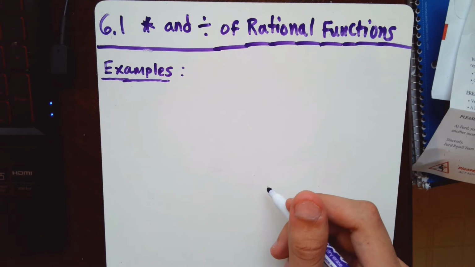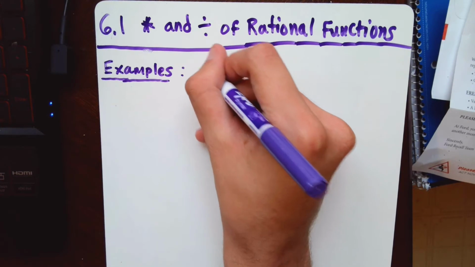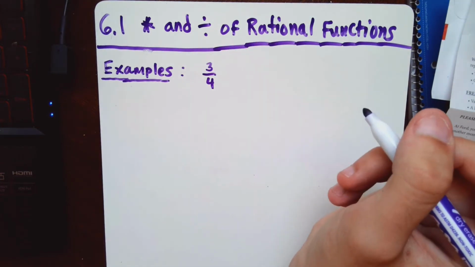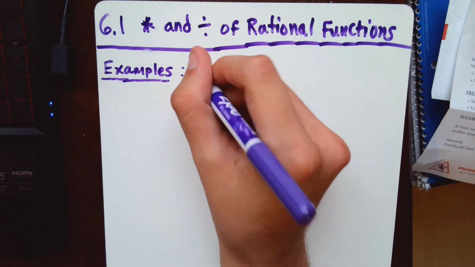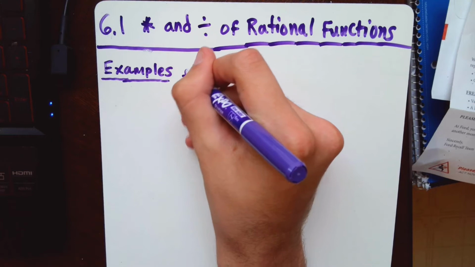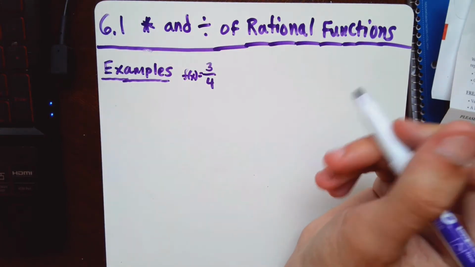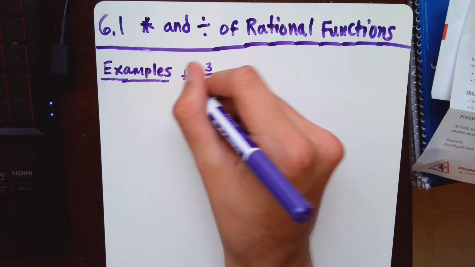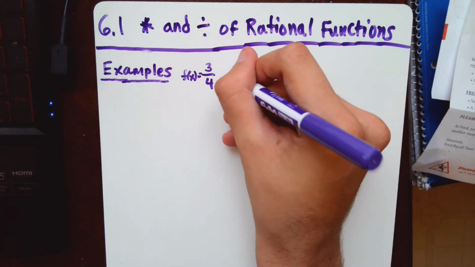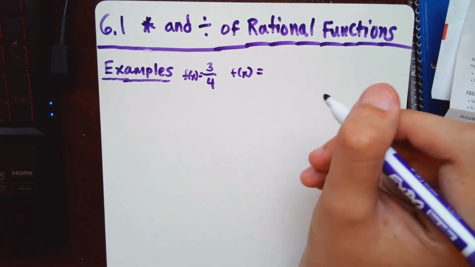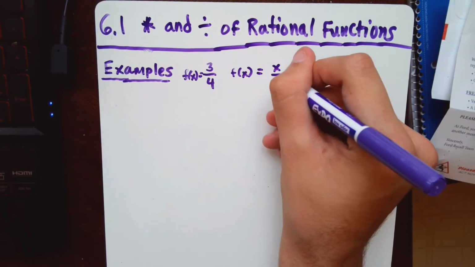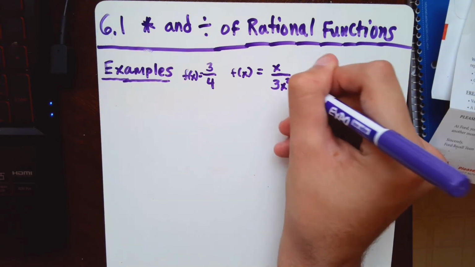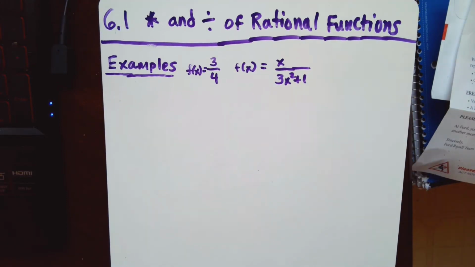We talked about them a little bit in an earlier video, but technically 3 over 4 is a rational expression. If I made it f of x equals 3 over 4, then it would be a rational function. What about f of x equals x over 3x squared plus 1? That's a rational function.